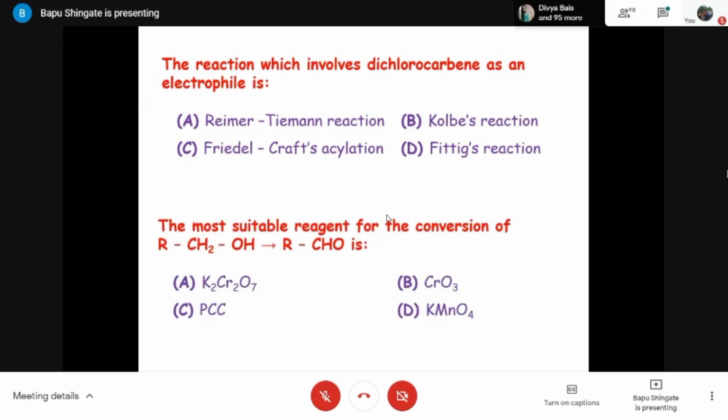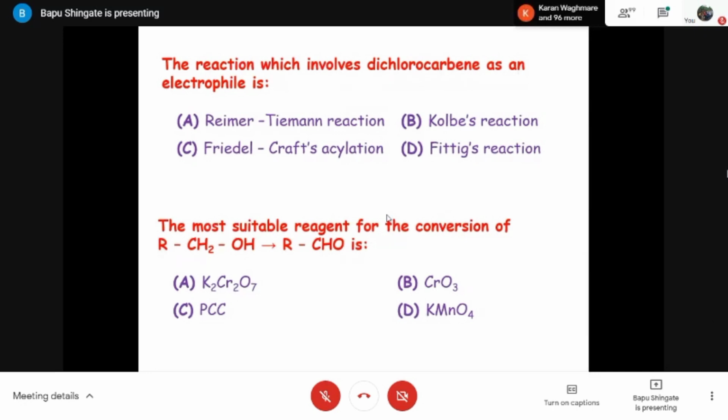See, the most suitable reagent for the conversion of primary alcohol to aldehyde is? Read the question carefully. PCC. Why not potassium permanganate? PCC is a mild oxidizing agent, whereas KMnO4 is a strong oxidizing agent, and the remaining are strong oxidizing agents. PCC oxidizes primary alcohol to aldehyde only. The remaining reagents oxidize primary alcohol to carboxylic acid as well.